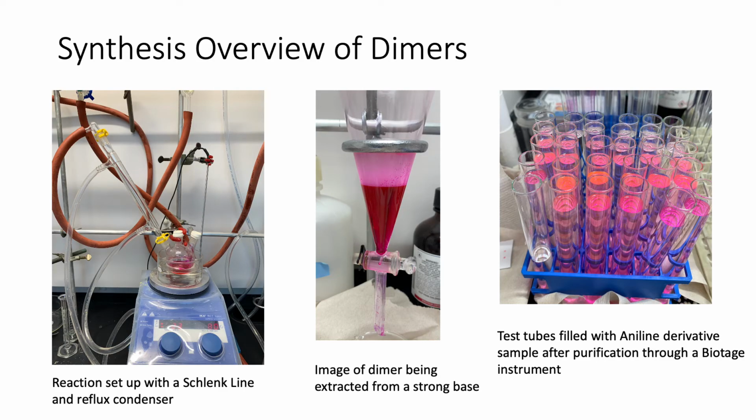To go into more detail now about the synthesis we performed to make these dimers, first the reaction is set up with a Schlenk line and a reflux condenser as seen in the leftmost picture. And the flask is flushed with nitrogen before adding solvent into the flask via a syringe. And the reason why this flask is flushed with nitrogen and run under nitrogen gas using the Schlenk line is to prevent water from being in this reaction so that we do not have to worry about hydrolysis of the acid chloride turning back into a carboxylic acid group.